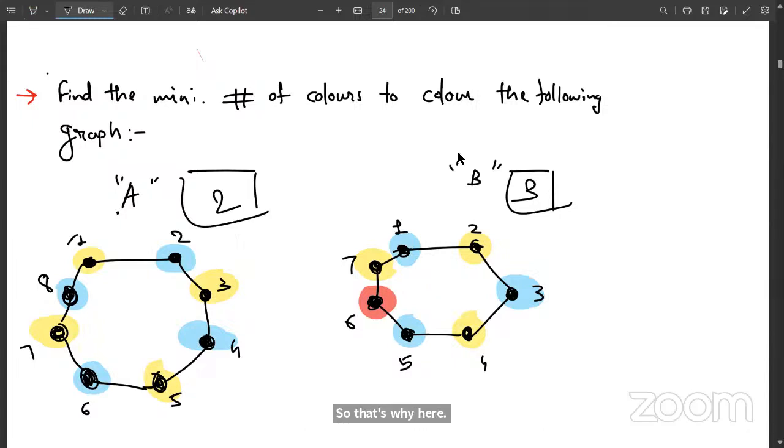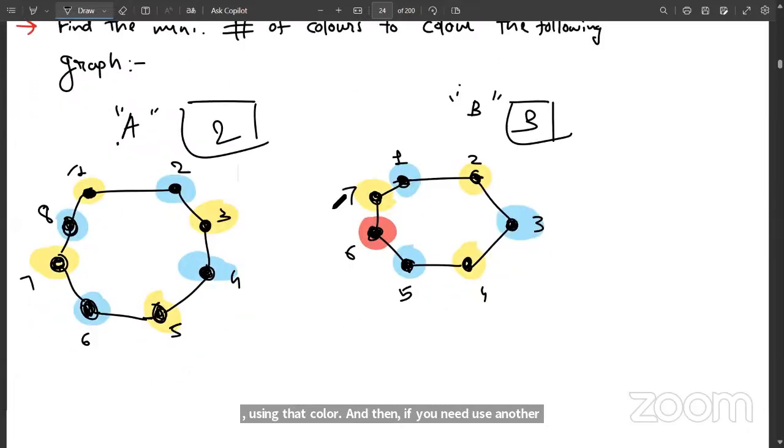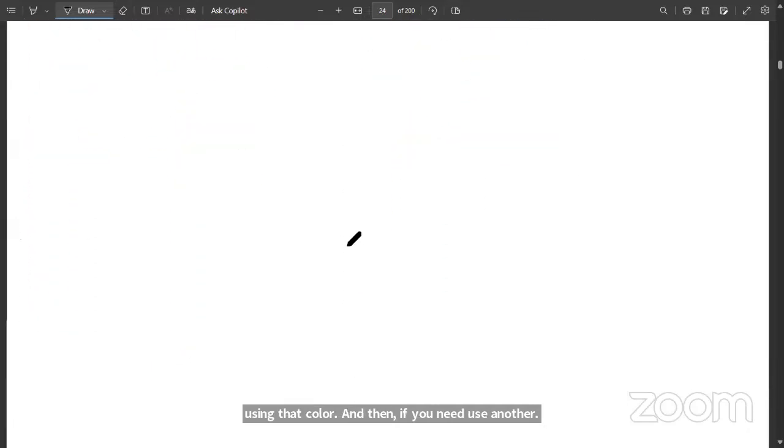Okay. Is there any doubt in this particular problem? For any graph, the minimum number of colors would be either 2 or 3 if you consider these types of cycles. For another graph, you just have to use the same method. First, pick a color and use it on all the possible non-adjacent vertices, and then if you need, use another. So that's the successive method you can use. Okay, so let's move on.